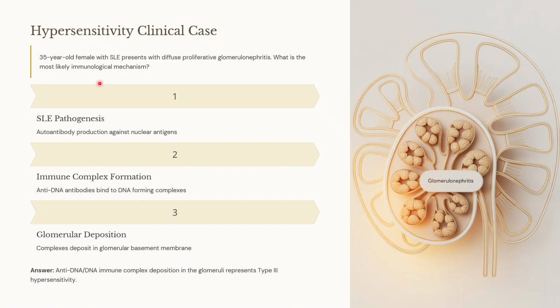In SLE, there is autoantibody production against nuclear antigens. We do have immune complex formation. Anti-DNA antibodies bind to DNA, forming complexes. These complexes, known as immune complexes, deposit in the glomerular basement membrane, resulting in diffuse proliferative glomerulonephritis in SLE.